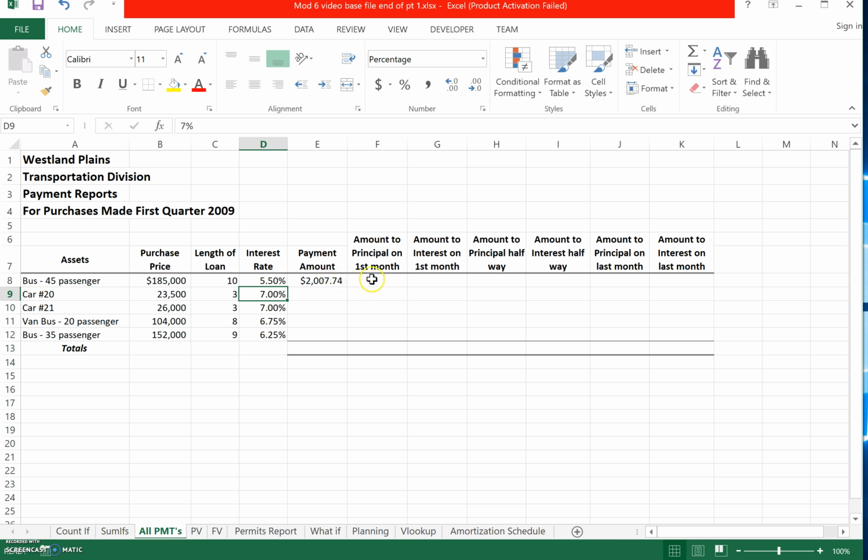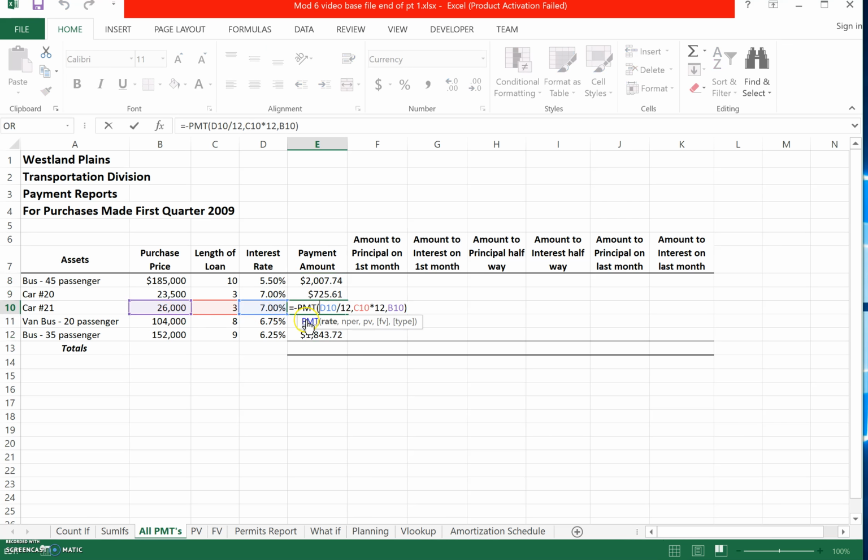Okay? The amount to the principal on the first month. So now this is the interesting part. How much goes to principal? How much goes to interest? You're paying the bank $2,000 for this particular one. And in fact, I'm going to drag this down because I have nothing referenced, right? So each month works out well. Okay? Nothing was absolute reference. Everything was just cell referenced or relative referencing. Okay? So I dragged it down. We have all the payments.